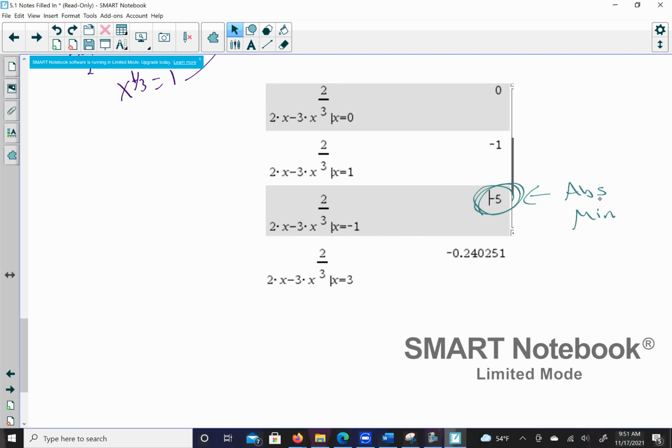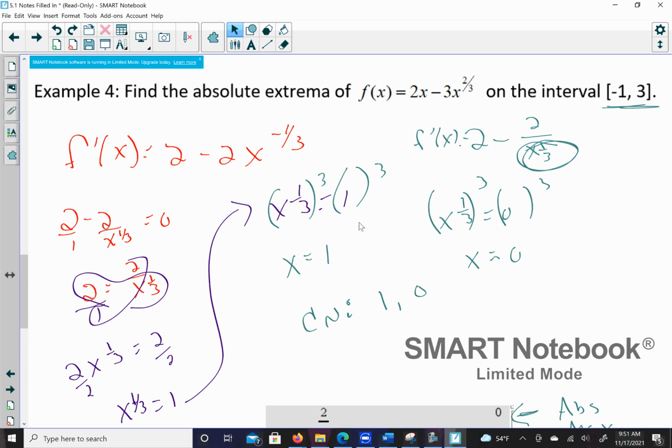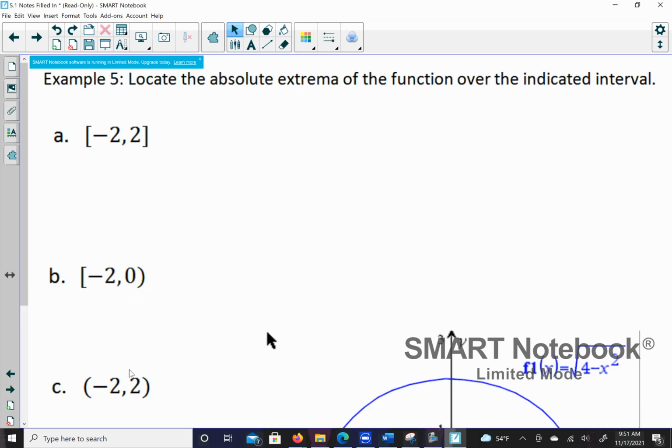And then when I look for the greatest value, that's going to be the 0. So that's going to be my absolute max. And it's really just that easy. The hardest part, again, is finding the critical numbers. Make sure, especially ones like this, if you have something in the denominator, you've got to set that denominator equal to 0 so that you find the critical numbers when your derivative does not exist.